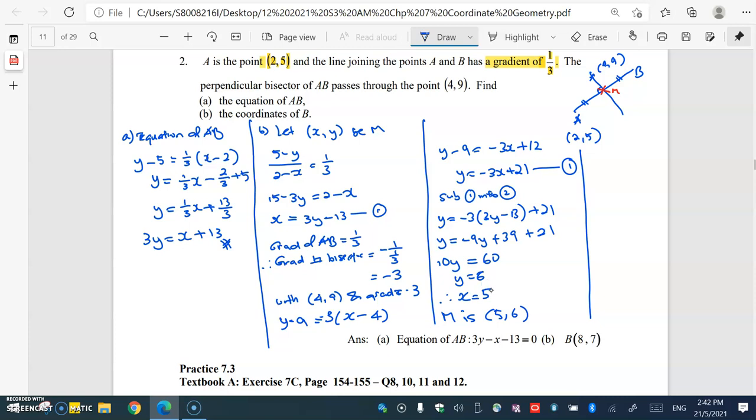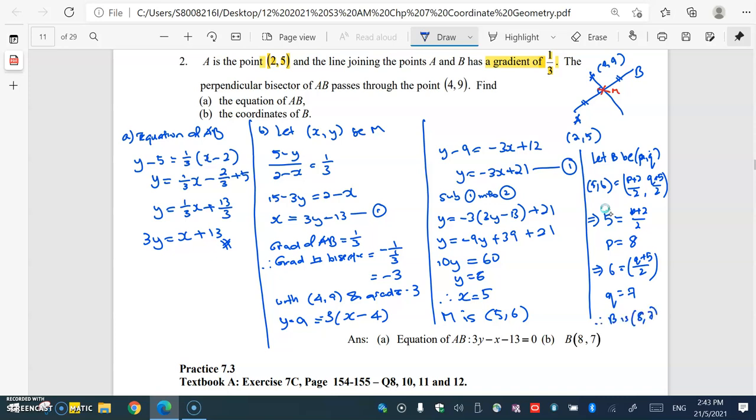And if I know M is (5, 6), M is the midpoint. So if I let B be (p, q), I know that (5, 6) equals ((p plus 2)/2, (q plus 5)/2). So I draw my conclusion. 5 is as good as (p plus 2)/2, so p is 10 minus 2, 8. And 6 equals (q plus 5)/2, so q is 6 times 2, 12, 12 minus 5, 7. Therefore, B is (8, 7).